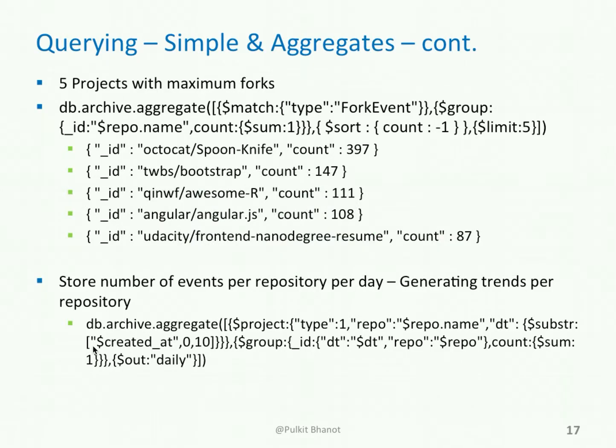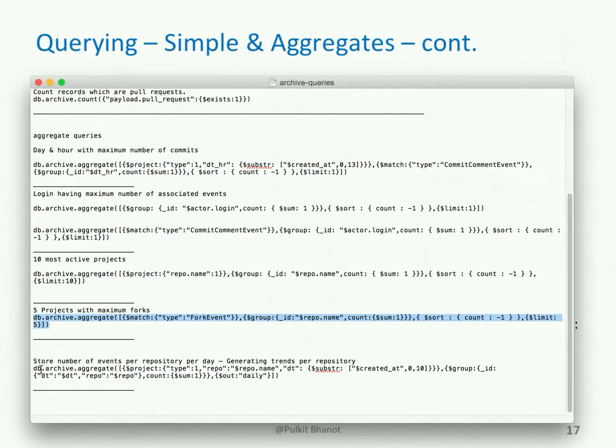And one of the last and one of the most important aspects of the aggregation framework in MongoDB is generating trends per repository. So over here, what we really want to do is see the events per repository per day, and we want to store it in a collection called daily. So this is the query for it.